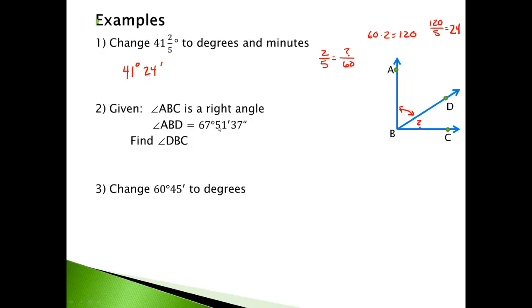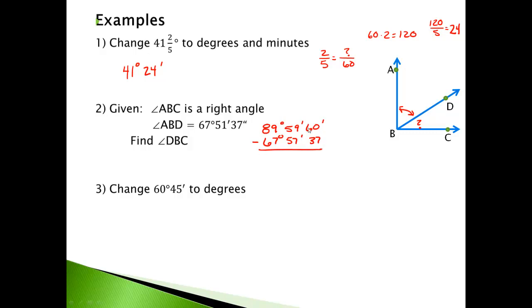Now, since ABD is in degrees, minutes, and seconds, we need to write that 90 degrees, that total, in degrees, minutes, and seconds. So that would be 89 degrees, 59 minutes, 60 seconds. Because remember, this is the same as 1 minute, which when you add it to this would be the same as 1 degree. And subtract that. And you just subtract like normal, nothing fancy. Break it down into the parts though.